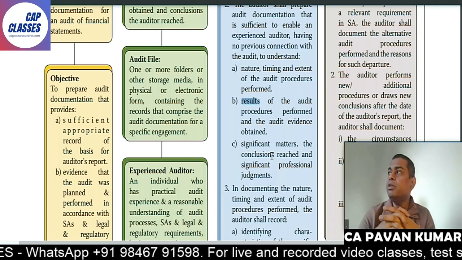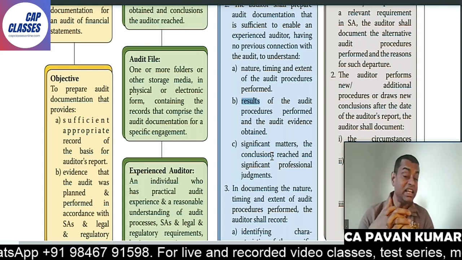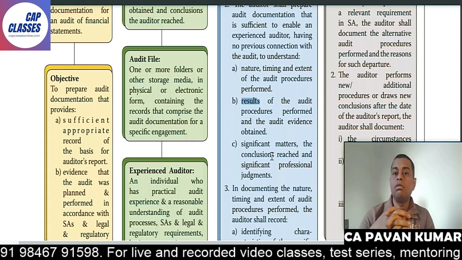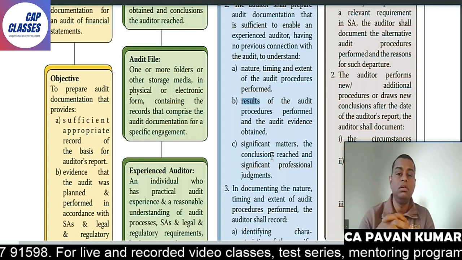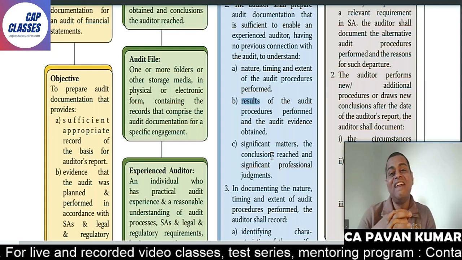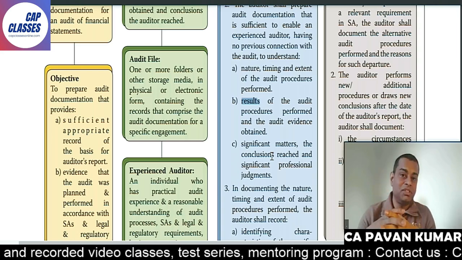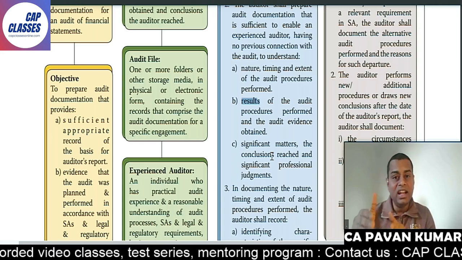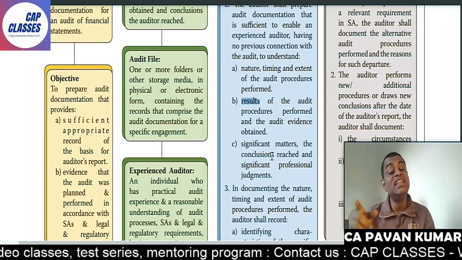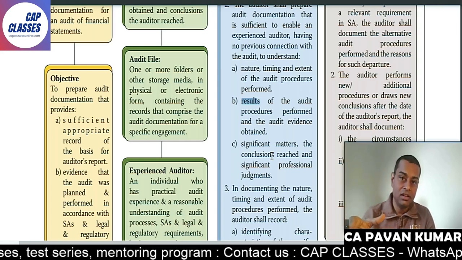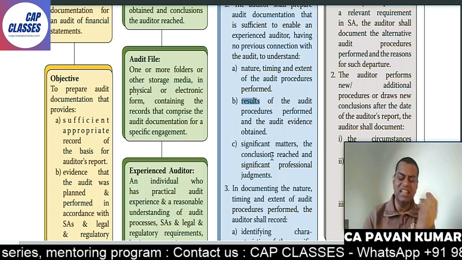So students ask me, "Pavan sir, did you get 90s in theory papers in CA, CWA? How?" You should understand the concepts and you should communicate in the language that ICAI wants you to communicate. Simple. Then you can easily get 90s.